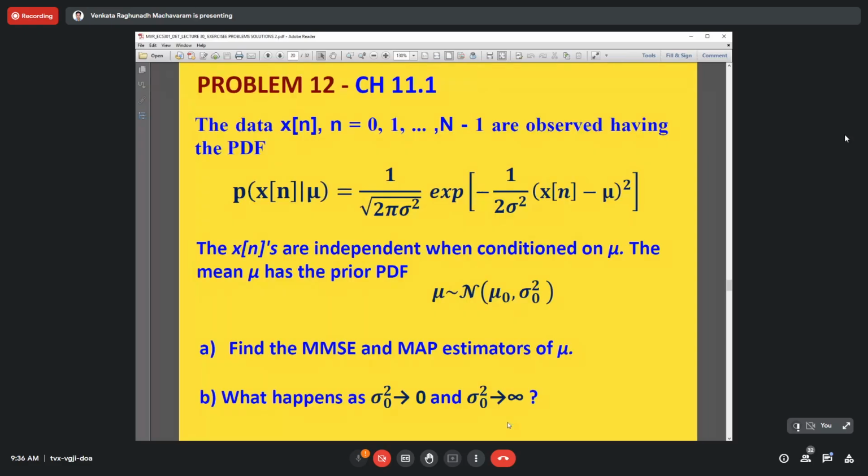Chapter 11. So the data is observed to be Gaussian here once again. They are independent conditioned on mu, independent of each other. The mean has this distribution, mu naught and sigma squared. The mean itself has a distribution. Find the minimum mean square error estimator and the MAP estimator.